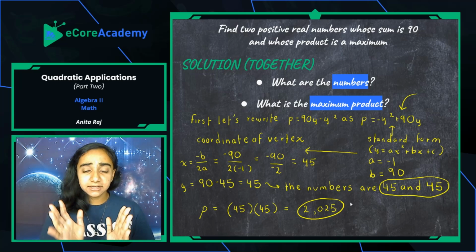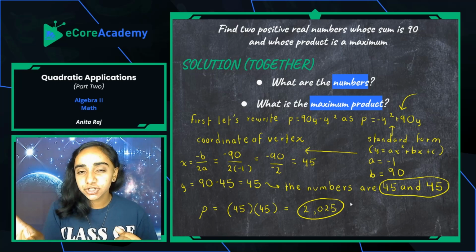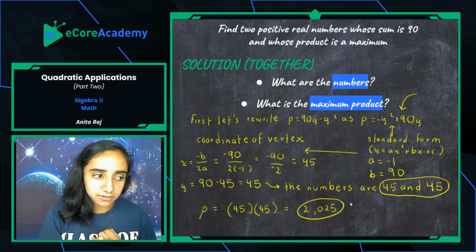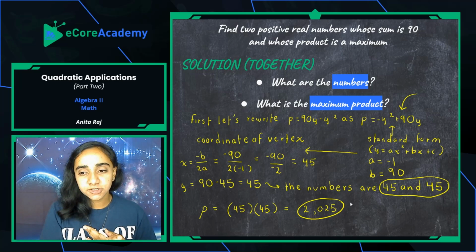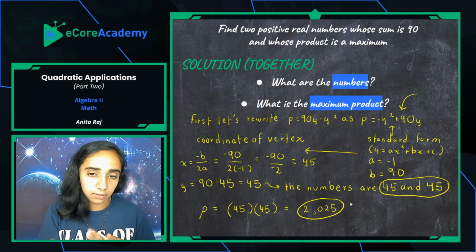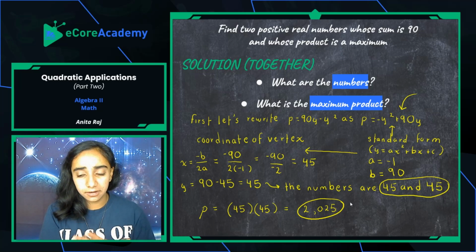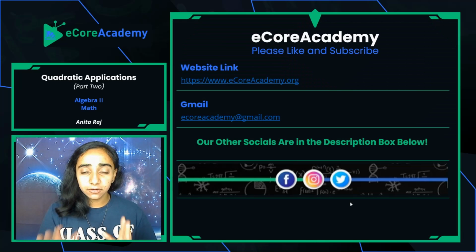So that is the whole problem that we just solved together. First question, this is a quick recap. First question was on writing the function. Second question was on what the x-axis represented. Third question was on what the y-axis represented. Fourth question, what were the actual two numbers. Fifth question was, what is the maximum product of these two numbers? And we just solved all of that in this video. So that for you was number sense with quadratic applications, and I hope it was helpful.